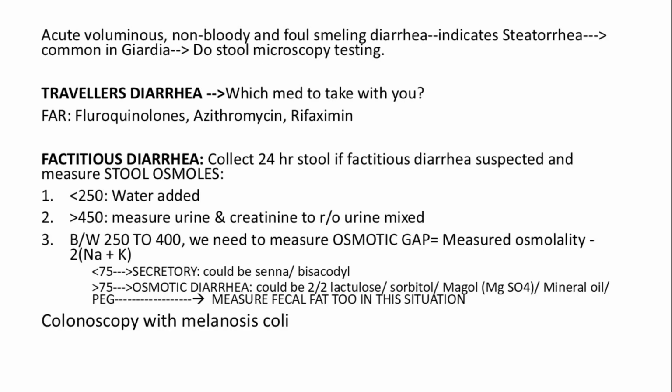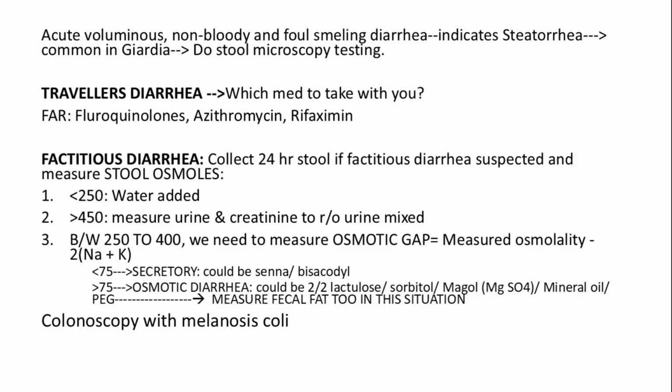When factitious diarrhea is suspected, often in patients with unexplained chronic diarrhea or inconsistent symptoms, a 24-hour stool collection is performed to assess stool osmolality and investigate the possibility of manipulation. Start by measuring stool osmolality. If the osmolality is less than 250, it suggests that water has been added to the stool, an indicator of factitious behavior.